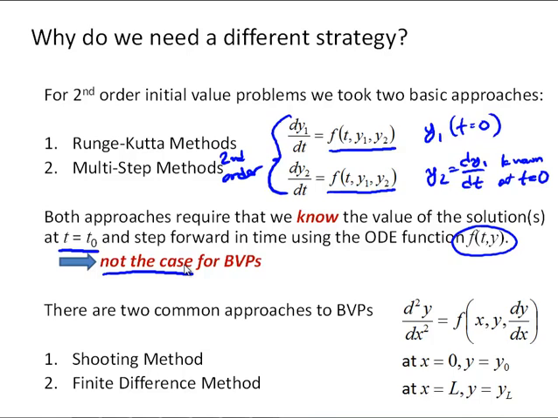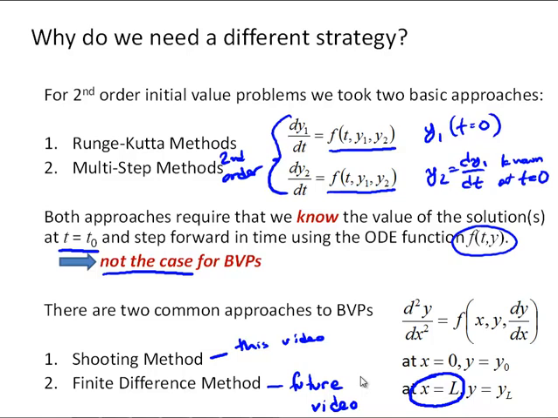So there's two common approaches to boundary value problems. Again, the key thing making this a boundary value problem is that one of our conditions is given at some time or space x value other than zero. There's the shooting method, which we'll talk about in this video, and the finite difference method, which we will talk about in a future video.